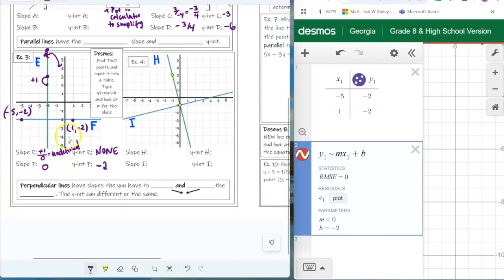All right, so again, please pause the video. Actually, you don't need to pause the video at the end. Complete this, and then finish this sentence. Perpendicular lines have slopes that you have to blank and blank the blank. The y-intercept can be different or the same, because if you're looking right here, the y-intercept is different, but here I can see the y-intercept is the same.